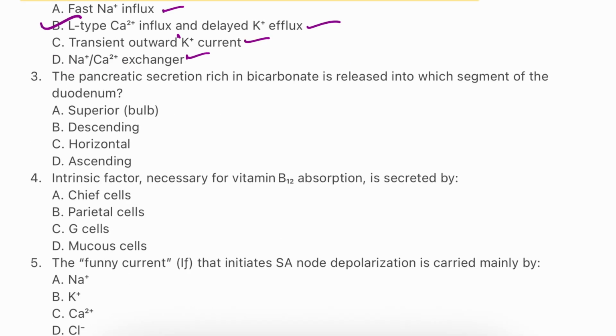efflux. Question number 3. The pancreatic secretion rich in bicarbonate is released in which segment of the duodenum? Superior bulb, descending, horizontal, ascending. The answer will be B. Descending. Bicarbonate-rich pancreatic secretion enters the descending duodenum via the pancreatic duct.